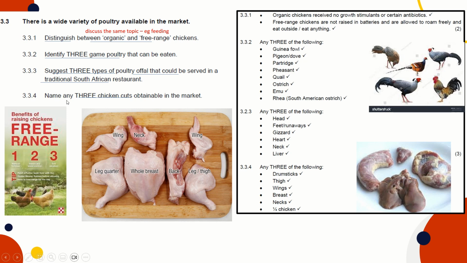3.3.4, name any 3 chicken cuts that's obtainable in the market. Over here you can clearly see that the chicken carcass can be cut into different cuts. It can be the drumsticks, the thigh, the wings, the breast, the neck, as well as a quarter chicken.